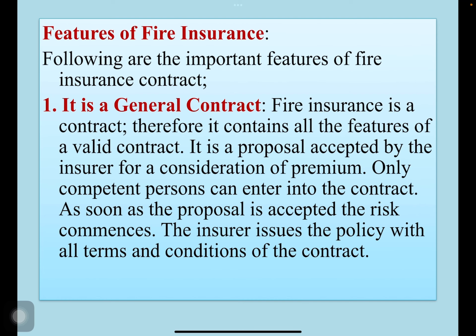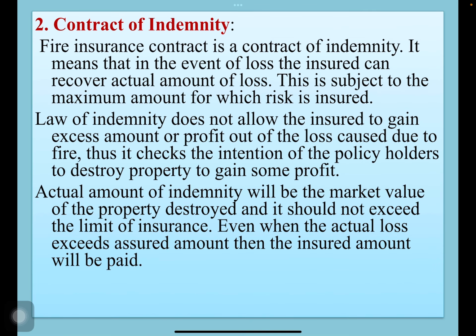Now, let us look into features. First one, it is a general contract. Fire insurance is a contract, therefore, it contains all the features of a valid contract. It is a proposal accepted by the insurer for a consideration of premium. Only competent persons can enter into contract. As soon as the proposal is accepted, the risk commences. The insurer issues the policy with all terms and conditions of a valid contract.